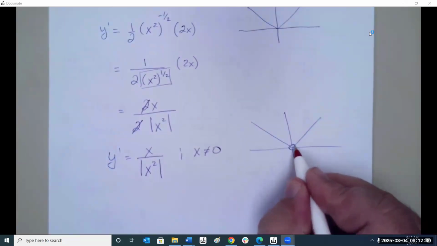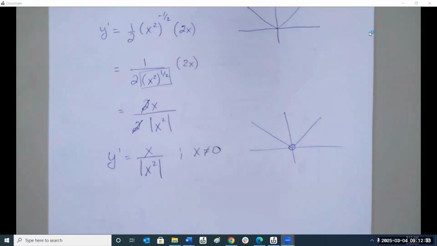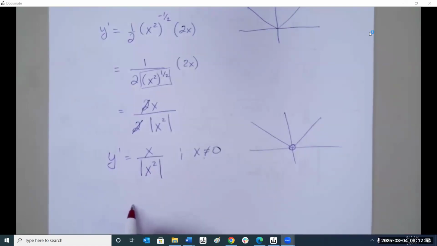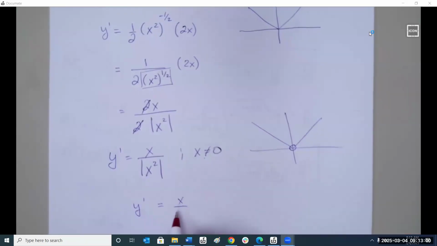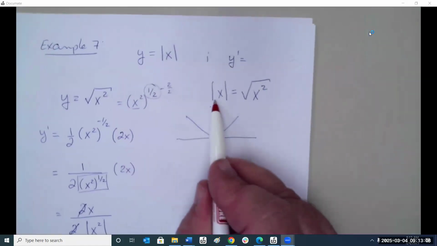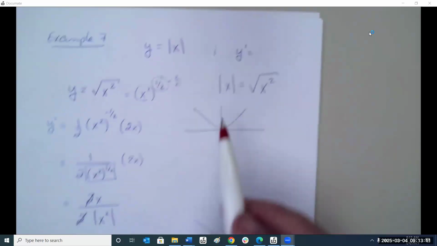Because it has a point at 0, it's not differentiable at that point. There are 5 conditions, and having a corner, a point, is one of the conditions where you cannot differentiate. So what do we know about this? If this is our slope, what does our first derivative tell us? The first derivative is x over the absolute value of x. But remember, the square root of x squared is the absolute value of x.